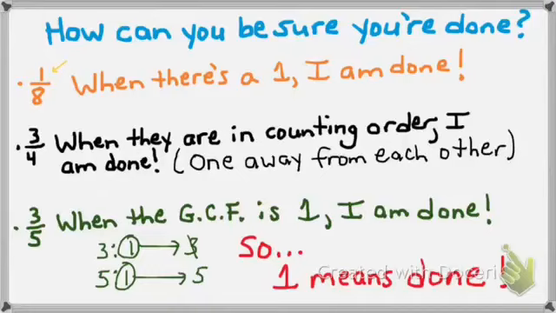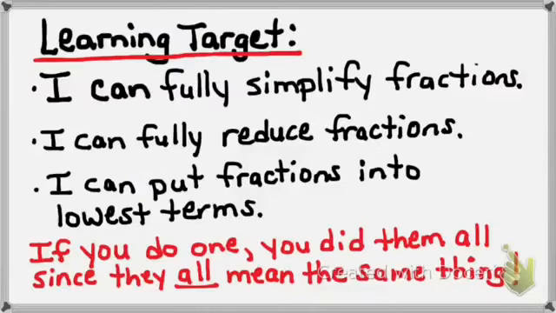So when there's a 1, I'm done. If the numbers are in counting order, which means 1 away from each other, I'm done. And if the GCF is 1, I know that I'm done. Hopefully by now, if not by the time we're done practicing in class, you can confidently say, I can fully simplify fractions, I can fully reduce fractions, and I can put fractions into lowest terms. Because remember, if you do 1, you did them all. They all mean the same thing.